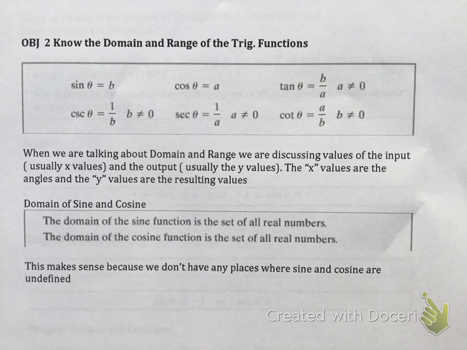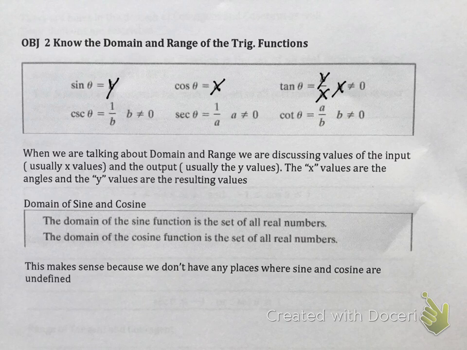Alright, objective number 2. Know the domain and range of the trig functions. I don't know why the heck they put this in this section, but they did. We're going to be looking at the graphs of all these functions when I get back, and it'll make so much more sense. So really quickly, sine is equivalent to y, cosine is equivalent to x, tangent is y over x, where x can't equal 0, because we can't divide by 0, that's why that is.